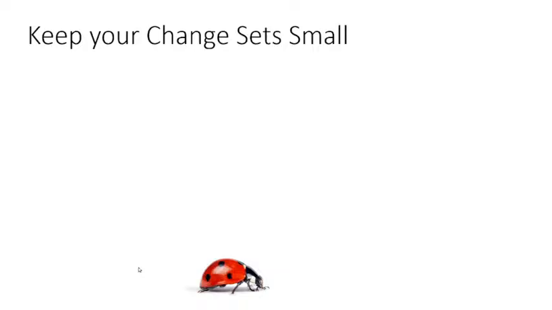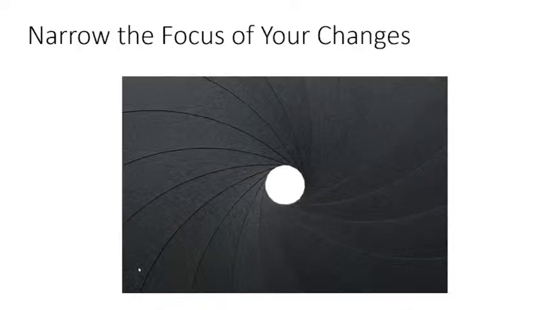Think about ways, maybe if I'm changing 20 different files, do I really need to change 20 different files? Maybe I'm working on 2 or 3 features at the same time. Maybe I ought to split that up into multiple change sets. It'll make things easier for the reviewer. It'll make feedback a lot faster for you. So narrow the focus of your changes.